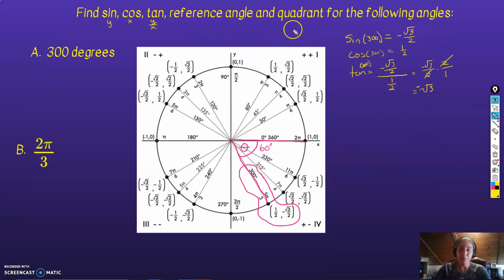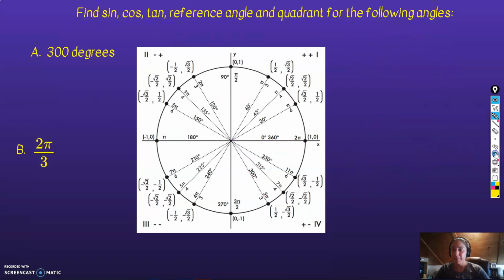Okay, and what quadrant? Well, it's in quadrant 4. So that reference angle, we would say a 60-degree reference angle. If you want to be really fancy, you could say negative 60 degrees, but I always keep my reference angles positive. Okay, let's now look at 2 pi over 3.